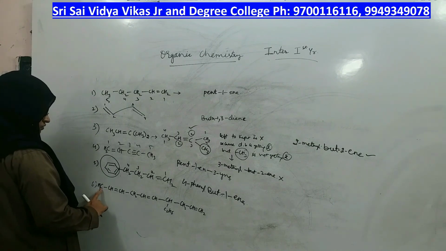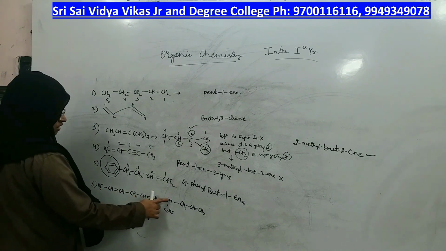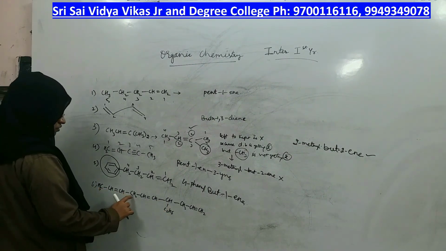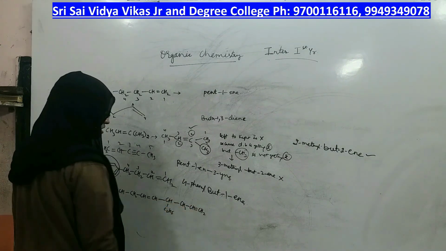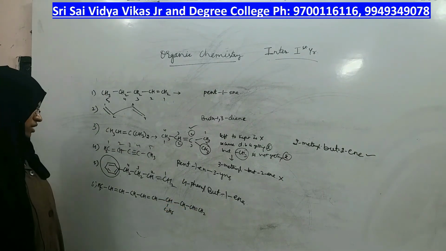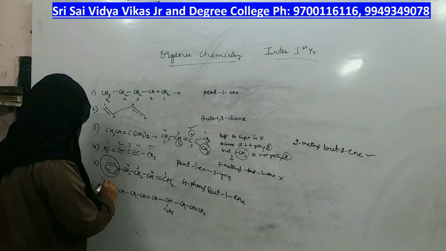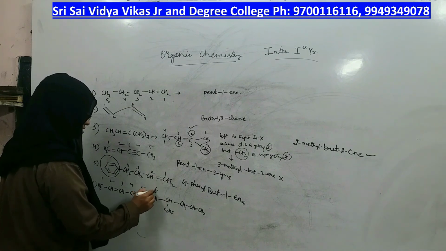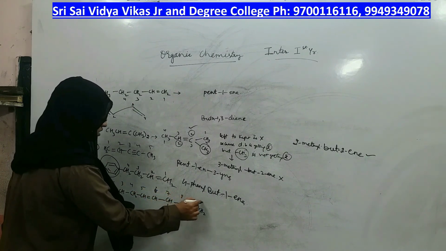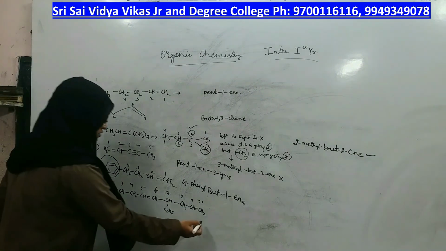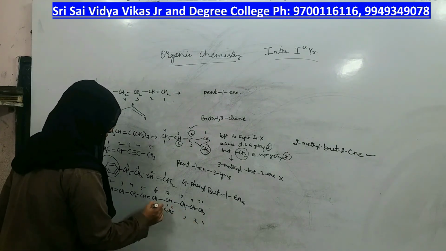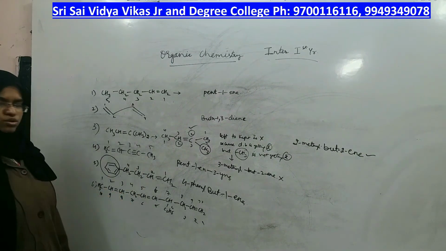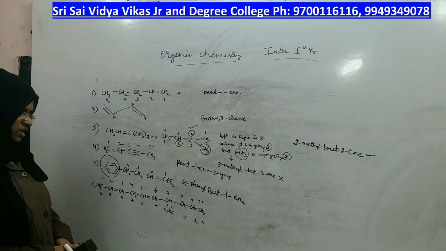In this compound, 1, 2, 3, 4, 5, 6, 7, 8, 9. That is the longest carbon chain? No. 1, 2, 3, 4, 5, 6, 7, 8, 9, 10. That is the longest carbon chain. Let me give numbering to that chain. If I start from first left side, 1, 2, 3, 4, 5, 6, 7, 8, 9 and 10. And if I start from this side, 1, 2, 3, 4, 5, 6, 7, 8, 9 and 10. Which numbering is correct? Both the numberings cannot be correct. One has to be wrong and the other has to be correct.